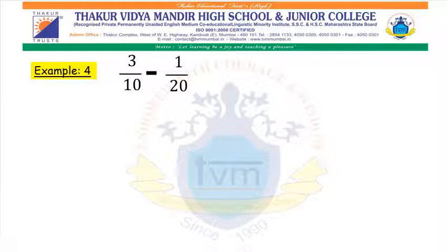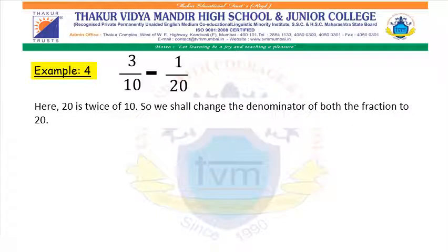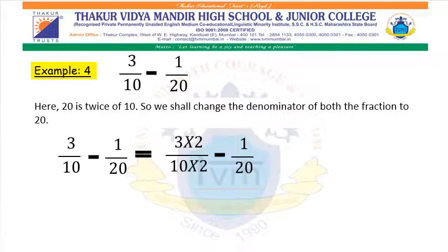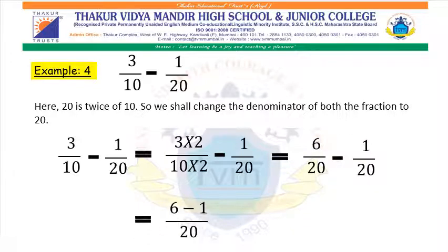One more example of subtraction. 3 upon 10 minus 1 upon 20. You know that 20 is twice of 10. So we shall change the denominator of both the fractions to 20. 3 upon 10 will be multiplied by 2 upon 2 minus 1 upon 20. So it will be 6 minus 1 upon 20.